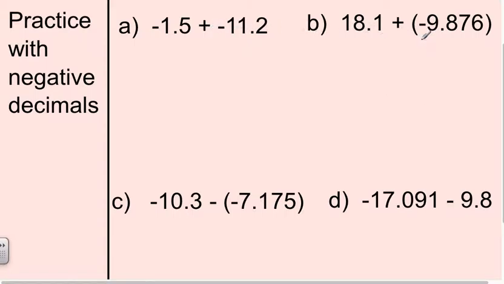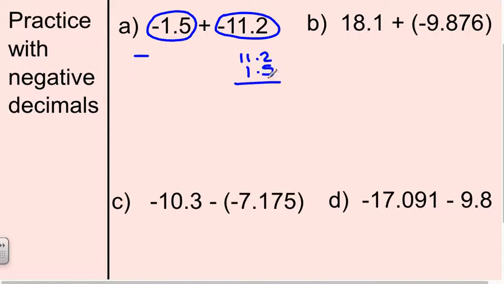Let's start with A and B. I'm happy with A and B because they're adding, so I don't have a whole lot of stress in my life. I'm going to think about this using some common sense. I notice that this is a negative 1.5, and I'm adding to it more negatives. So it's as if the temperature went down 1.5 degrees and then went down another 11. Altogether, it went down a great bunch. So I know my final answer is going to be negative, and all I have to do is add these together to figure out how far negative it went. I have a total of negative 12.7.